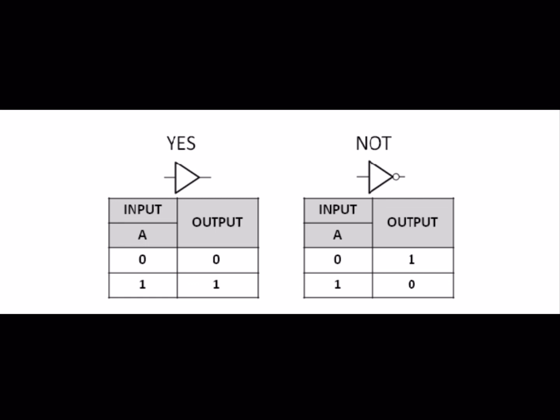In a yes gate, if the input is off, the output will be off, and if the input is on, the output will be on, just like a light switch. In a not gate, if the input is off, the output will be on, and if the input is on, the output will be off.